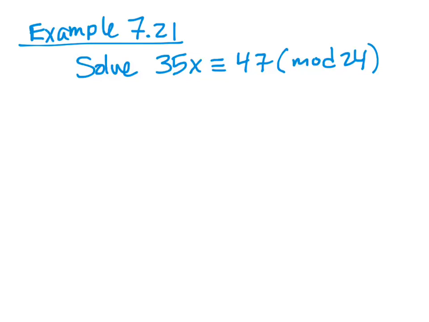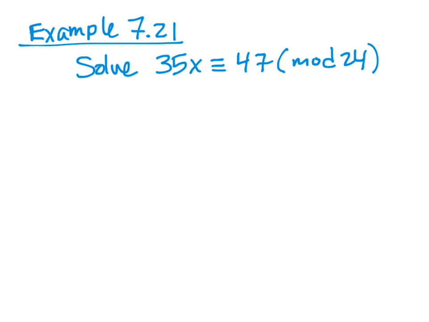This video does one last example from our section on Euler's theorem, and in this example we're going to use Euler's theorem to solve a linear congruence. Okay, so our congruence to solve is 35x is congruent to 47 mod 24.